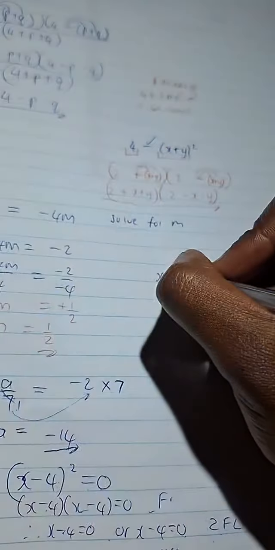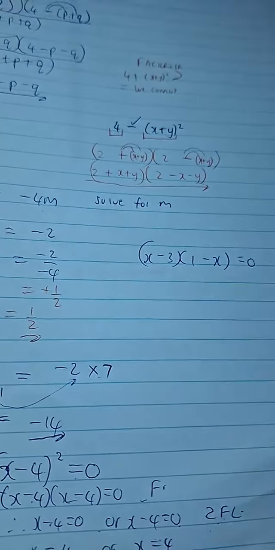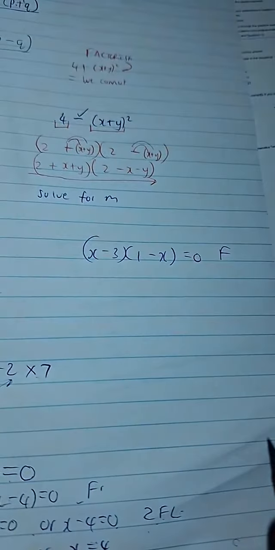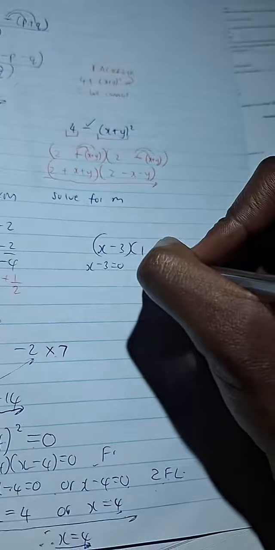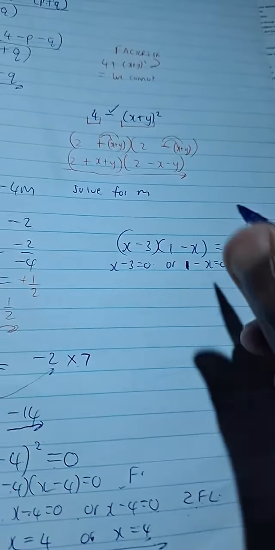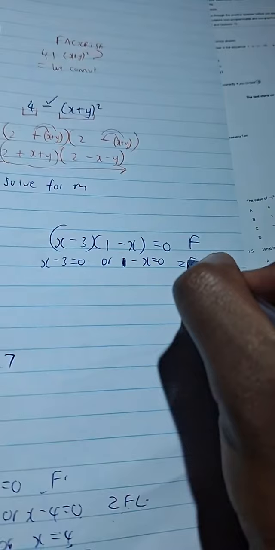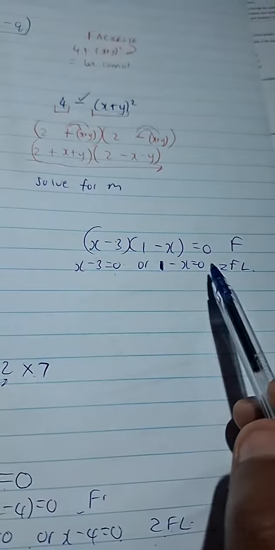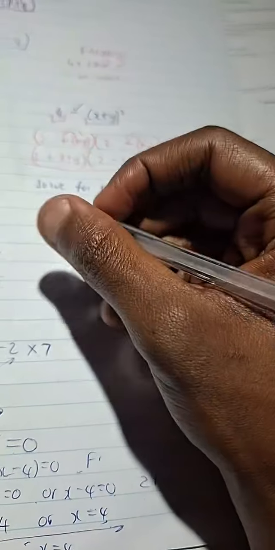Or when you solve it, x minus 3 into 1 minus x is equal to 0. Once again, we are at that factor stage, so we apply the zero factor law. We take each bracket and we simply equate it to 0. Take this bracket, equate to 0. Take this bracket, equate it to 0. Then we solve each individual expression.